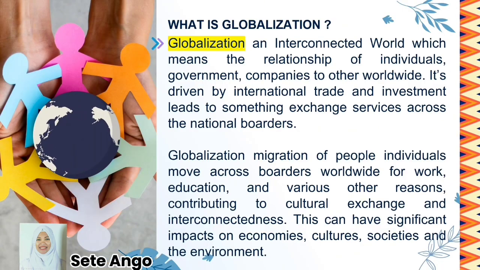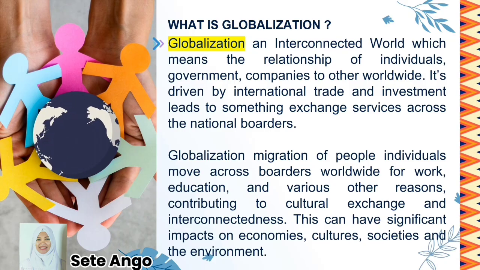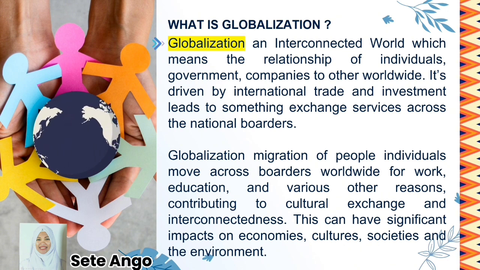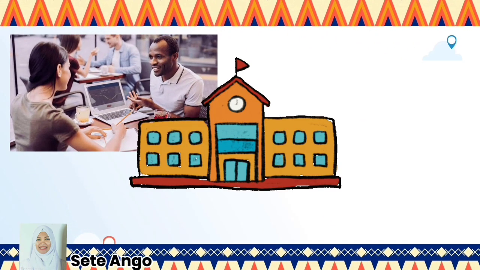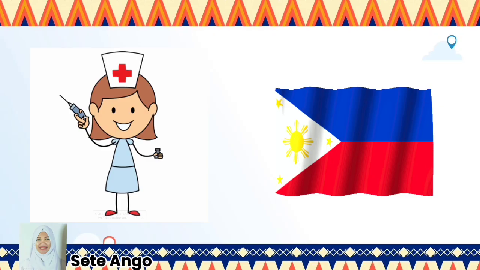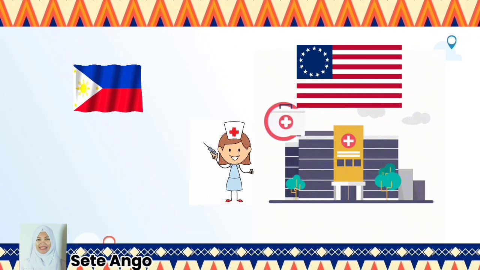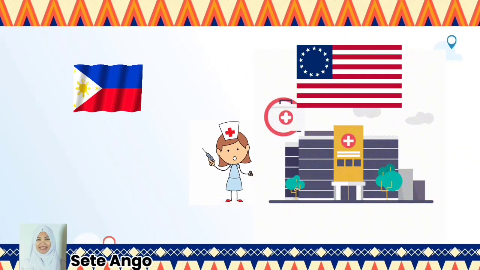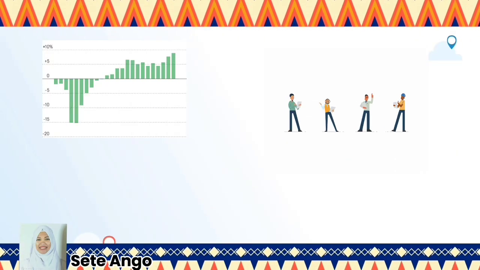Globalization includes the migration of people. Individuals move across borders worldwide for work, education, and various other reasons, contributing to cultural exchange and interconnectedness. This means people also move to other countries for jobs, school, or a better life. For example, many nurses from the Philippines work in hospitals in the United States. This kind of movement helps spread culture, ideas, and skills between countries. Because of this, globalization affects how countries grow, how people live, and even the environment.